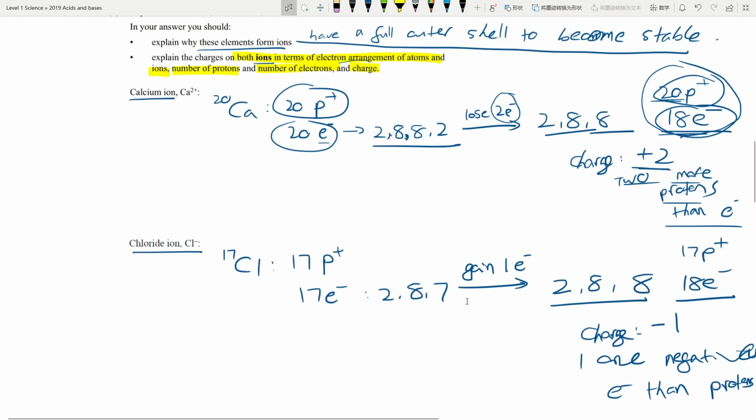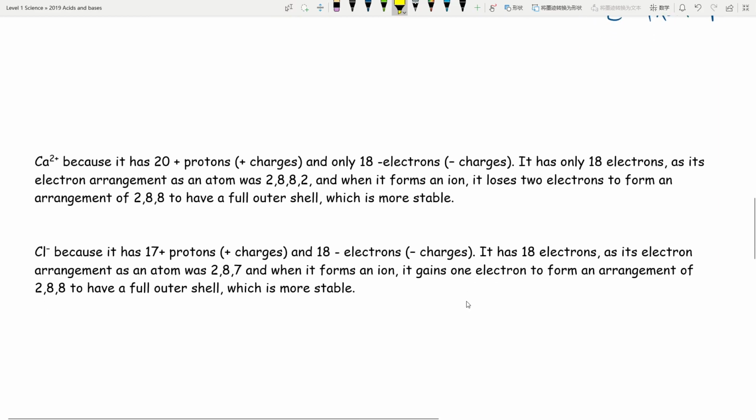I can see your logic, and then you just need to have keywords, things like this phrase here. You do need to write that full outer shell to become stable. As you can see, we want you to compare the charges of the subatomic particles, like 20 positive protons, 18 negative electrons, 18. That's chlorine, got 17 positives, 18 negative. It was 2-8-7, now it's 2-8-8. So you can see this is much more wordy, but if you rewind back to what I said, we hit every single point they want us to do.